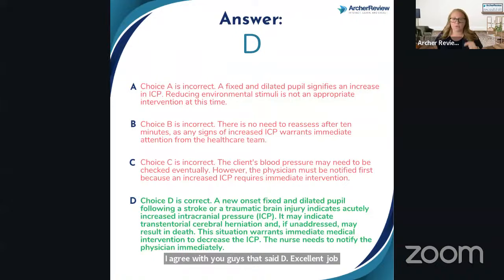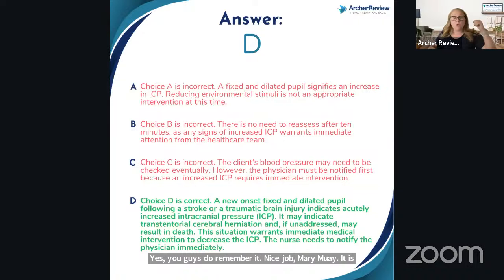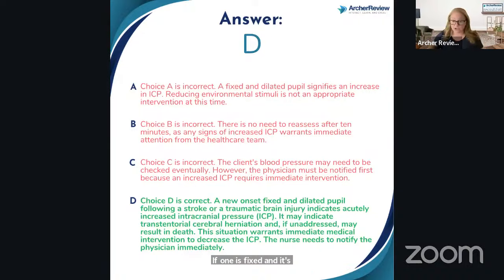Here is your answer rationale. D is correct because if we have a fixed dilated pupil, in anybody, honestly, let me just say, it is a bad sign. It means brain injury. What do we want our pupil assessment to be? There's an acronym. Does anybody remember it? It starts with a P. Yes, you guys do remember it. Nice job, Mary Mouette. It is PERRLA, P-E-R-R-L-A. We want our pupils to be equal, round, and reactive to light and accommodation. If one of them is fixed and it's dilated, it tells us brain injury for sure.